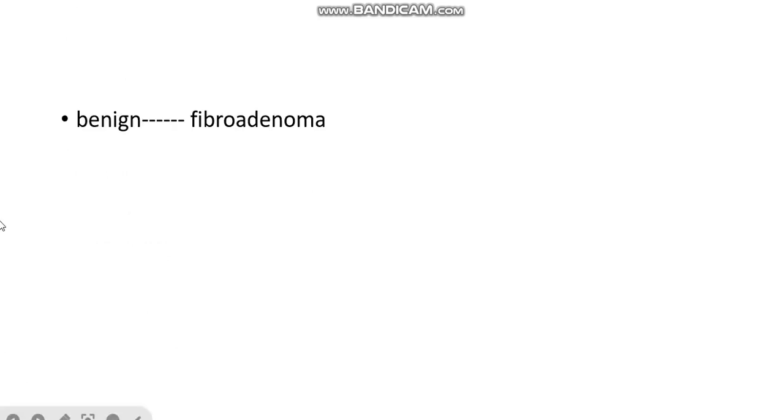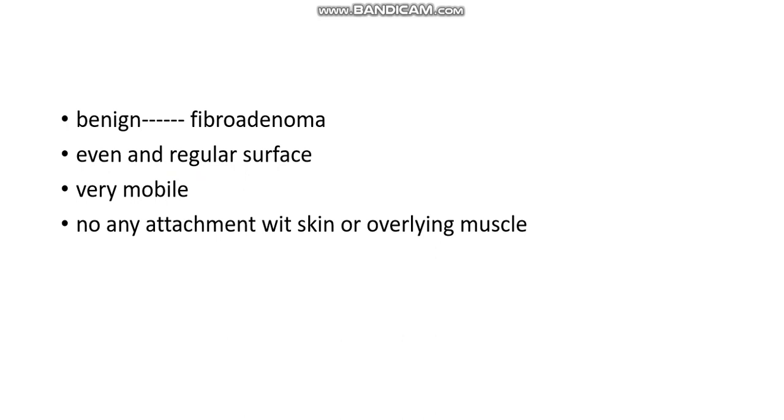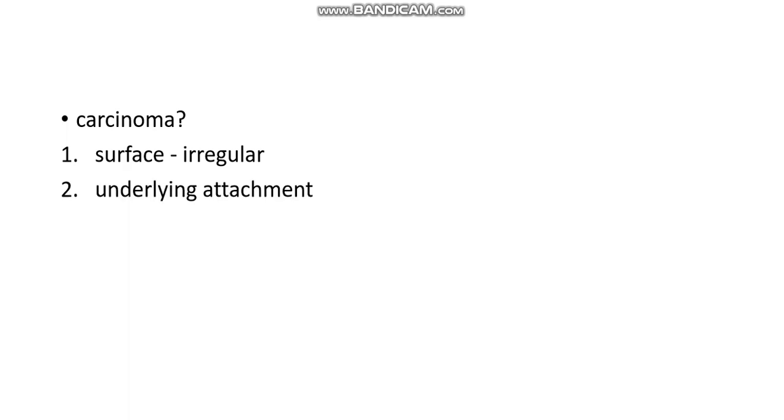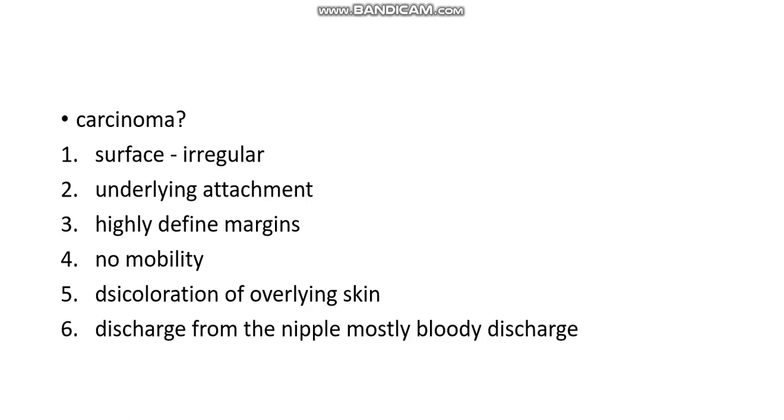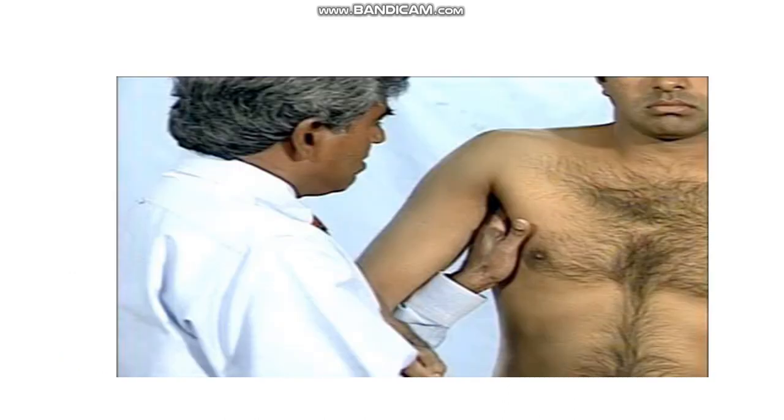Okay, so among the benign conditions, most commonly in young, unmarried females, we have fibroadenomas. They have an even, regular surface, are very mobile, have no attachment with the skin, and are multiple in number. But if it's carcinoma, the surface will be irregular, there will be underlying attachment, ill-defined margins, and no mobility at all. Discoloration of overlying skin, discharge from the nipple, which will mostly be bloody, and axillary lymph node enlargement, which is the main point here.